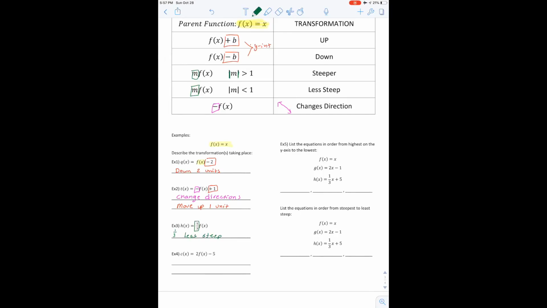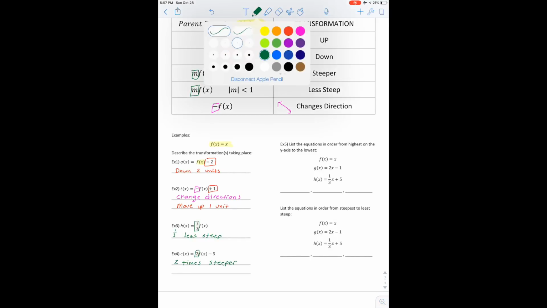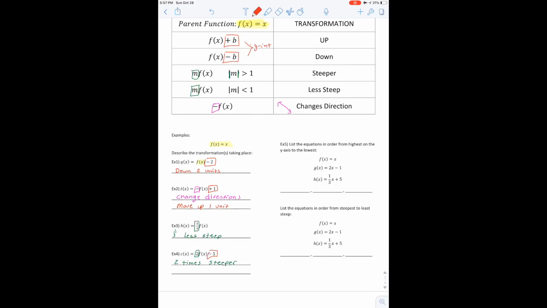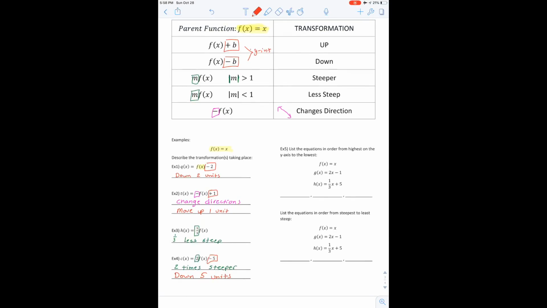So the next one, though, we have 2 things again. So first thing I notice is there's a 2 out in front, so it's going to be 2 times as steep, or 2 times steeper. And then the minus 5 at the end, that's changing our b values. That means we're going to move down, since it's minus, down 5 units. All right, so there's a couple examples for you if you're looking at the equations.